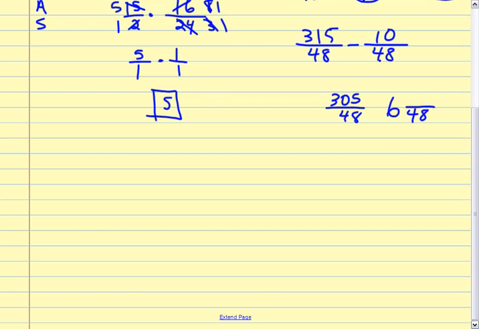The question is, what's that something? Okay. Well, I'm going to multiply 48 by 6, and I'm going to get 288. And I need to add 17 to 288 to make it 305. All right? So 6 and 17 over 48. Okay? So I can't reduce 17 over 48, so that means I can't reduce that fraction either. Okay? So my answer is 305 over 48, or a mixed number is 6 and 17 over 48.